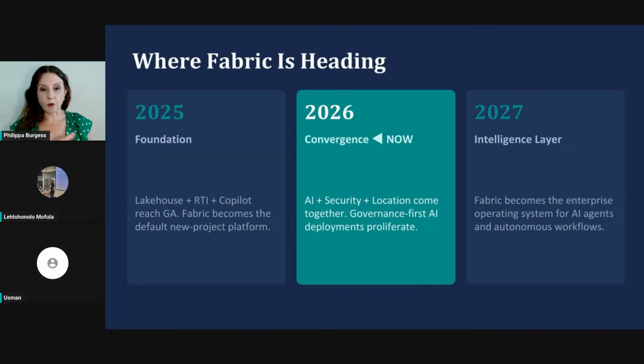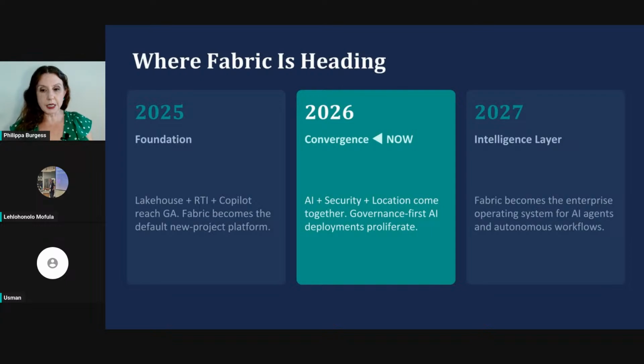And so where Fabric was and where it's going: 2025 laid that foundation of Lakehouse, real-time intelligence, and copilots reaching general availability. So Fabric becomes a default new project platform. And the convergence is now. You've got AI, security, and location coming together. So governance first, as AI deployments proliferate.